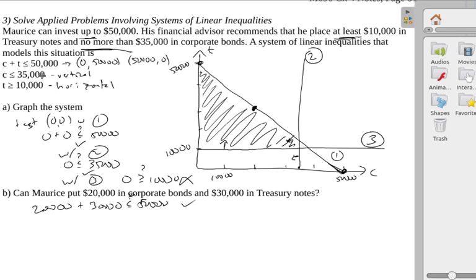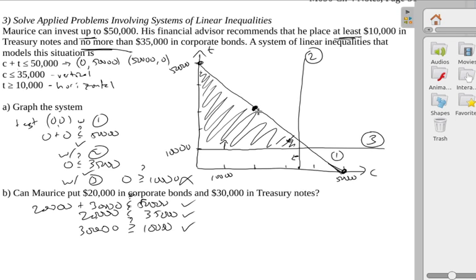We want C to be less than or equal to $35,000. C was the amount in corporate bonds, so we want $20,000 to be less than or equal to $35,000. And that's true as well. It is to the left of line 2. And lastly, we want T to be greater than or equal to $10,000, so we want $30,000 to be greater than or equal to $10,000. That is true, and you can see that shows that this point is above line 3. So all three inequalities are satisfied, and you can see we're on the correct side of all of these lines.